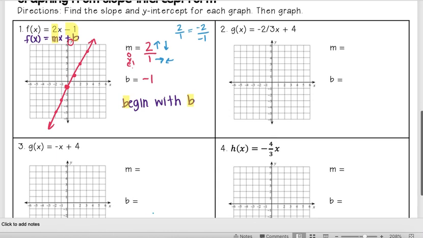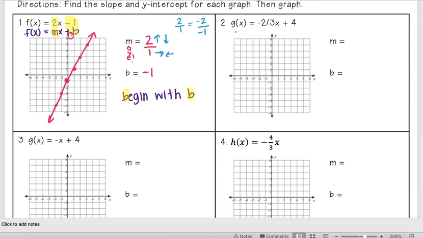Okay, let's go ahead and try another one. So now g of x. Finding my slope, I see that's going to be -2/3, and my b is going to be 4. And so remember, I want to begin with b. So my b is at 4, so I'm going to go to my y-axis and go up to 4. And then from here, I'm going to move with my slope. My slope here is -2/3, so that means I'm going to go down 2 and to the right 3. So down 2 to the right 3. And I'm going down instead of up because my 2 is negative.